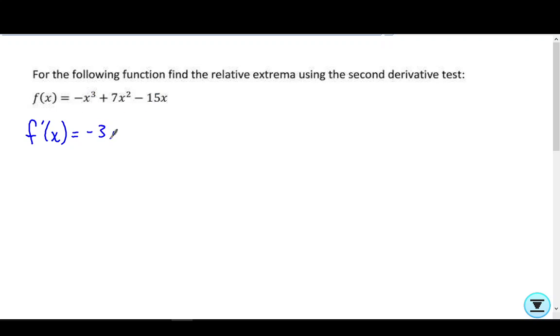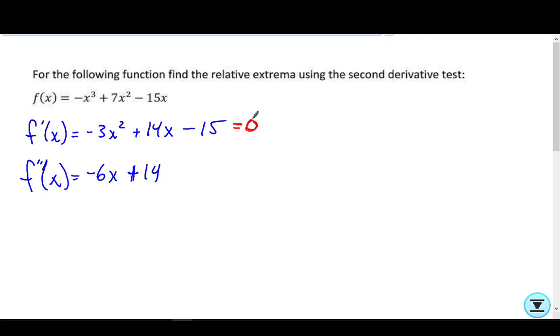So I get negative 3x squared plus 14x minus 15. There's the first derivative. Second derivative is going to be negative 6x plus 14. Okay? So first thing we do is find our critical points for our relative extrema. So we've got to use the first derivative to find that. Okay? So set this equal to 0.